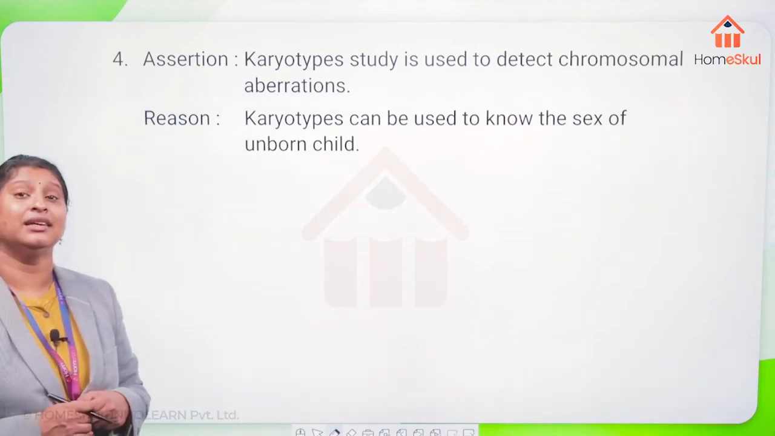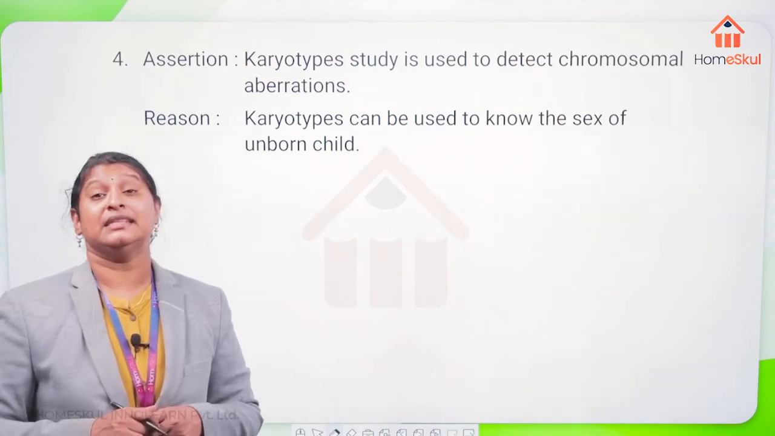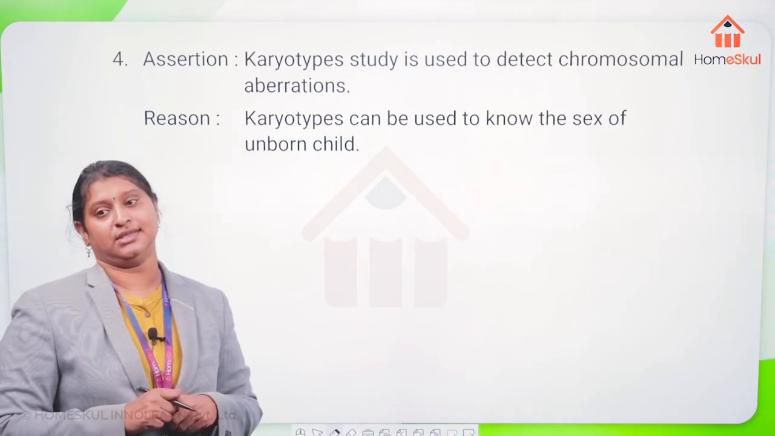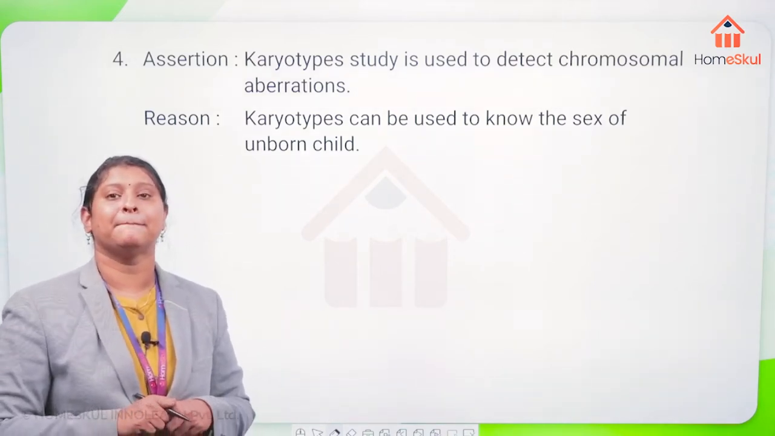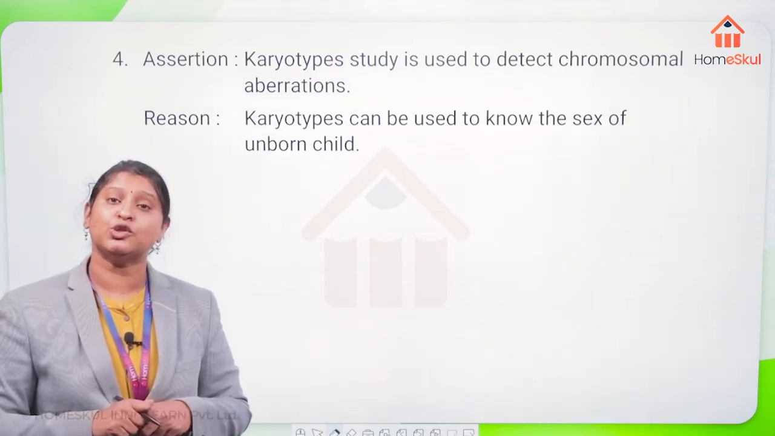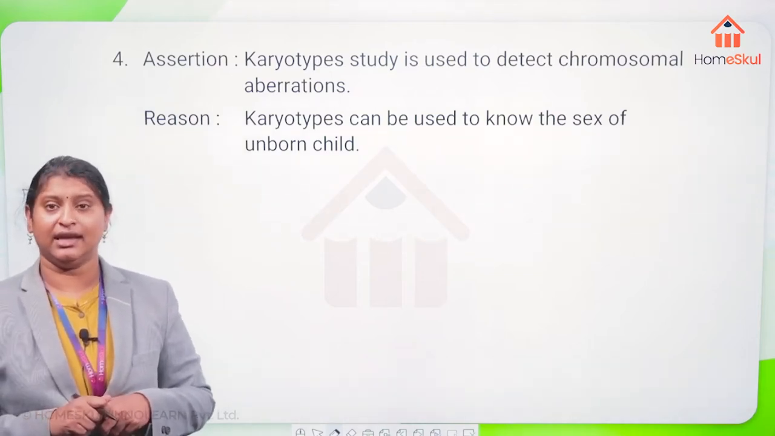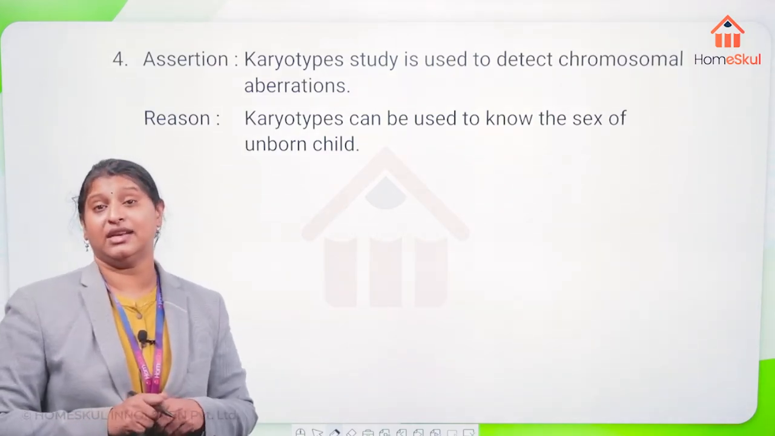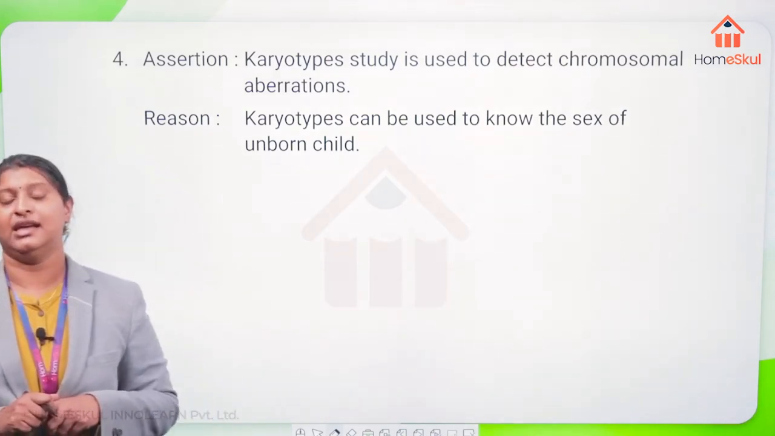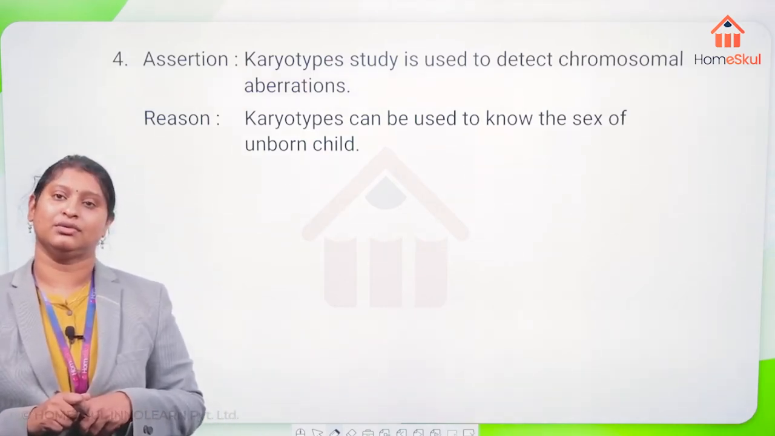The assertion is, karyotype study is used to detect chromosomal aberrations. Is that correct? Karyotype study is used to detect chromosomal aberrations, right? That option is correct only. The reason given is karyotypes can be used to know the sex of the unborn child. Is that right or wrong?